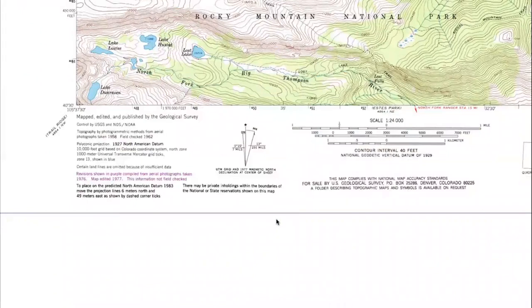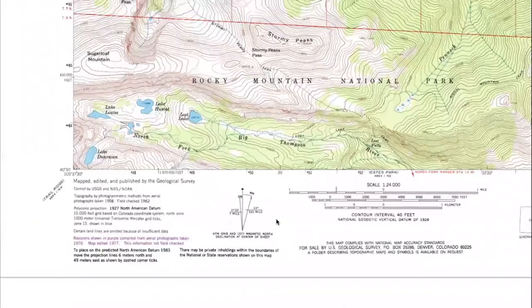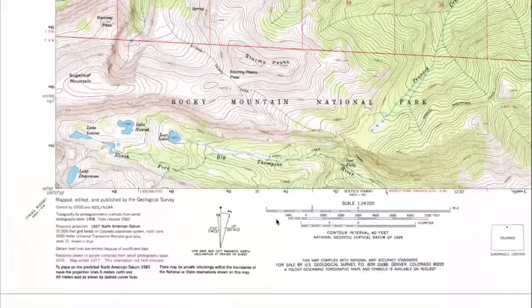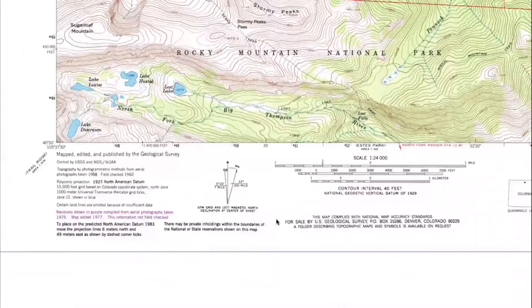So to use 10-foot contour intervals in a place like this, you'd have even more lines than you see on this map already, which is hard to believe. So everything else though is pretty much the same. I just wanted to show you that.